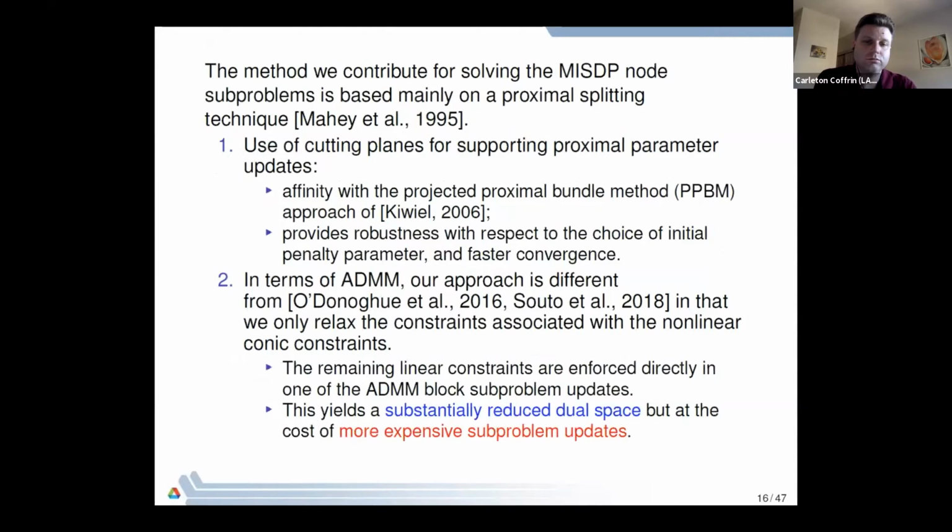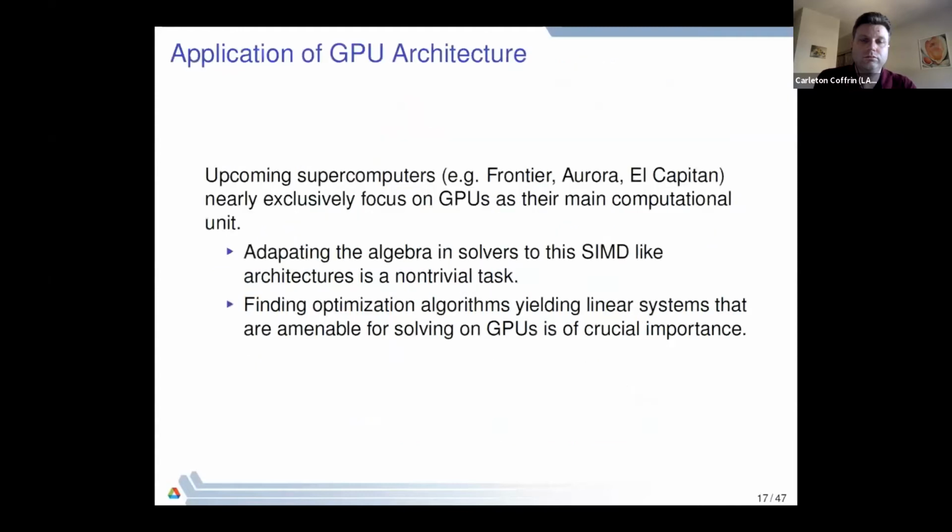Put another way, we don't relax as many constraints in the Lagrangian reformulation. We don't relax as many constraints in applying the splitting proximal approach. So we have a reduced dual space, but more expensive subproblem updates.